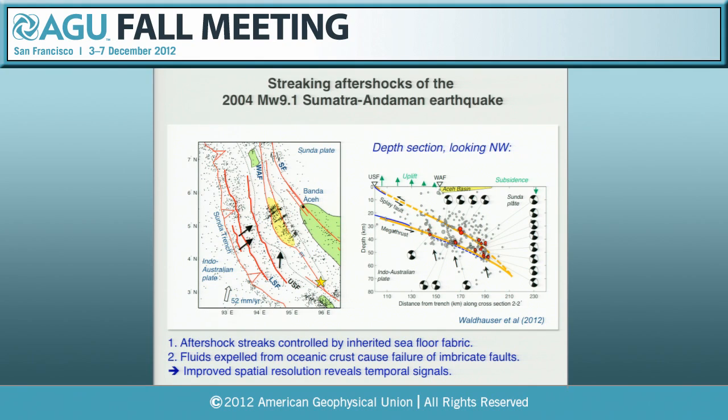So when water entered those seafloor faults, they got subducted. During the main shock, the water got expelled into the overriding plate and caused brittle failure on the imbricate faults. So the point I want to make is that with the improved spatial resolution, we can now reveal temporal signals, which helps us to understand seismogenic processes, hopefully eventually on a global scale.